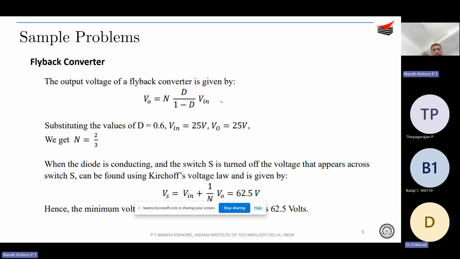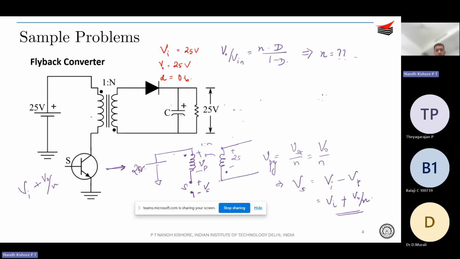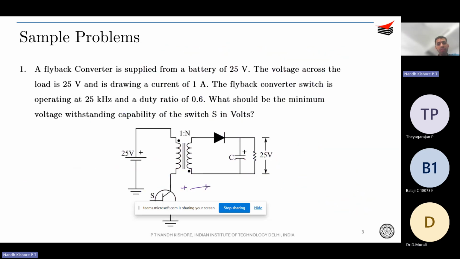And since we just derived that when the diode is conducting the switch is off, you should note one thing: if they ask what is the voltage withstanding capability of any device, that means that particular device is in the off state. If they ask for the diode, it means the diode is off, correct? Only then will it block some voltage. When it is conducting, the voltage across the device is almost zero, correct?